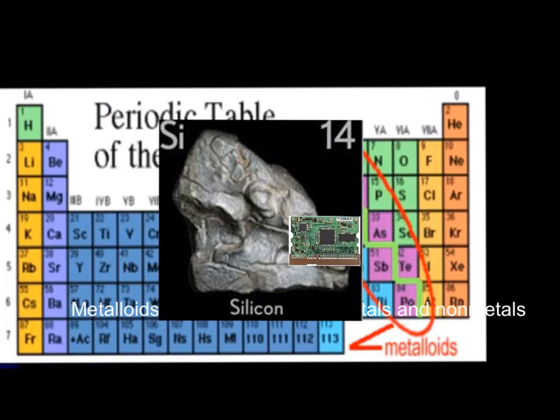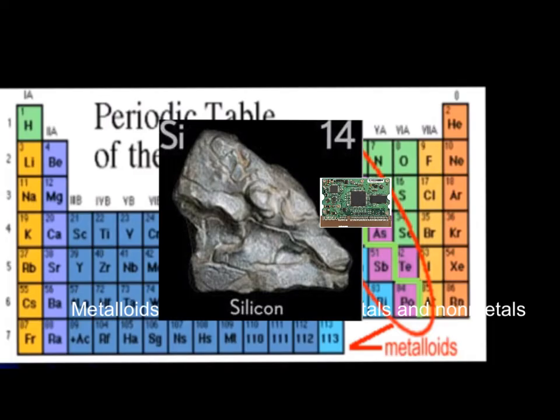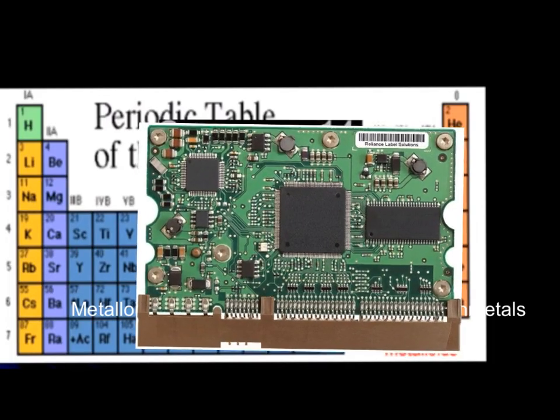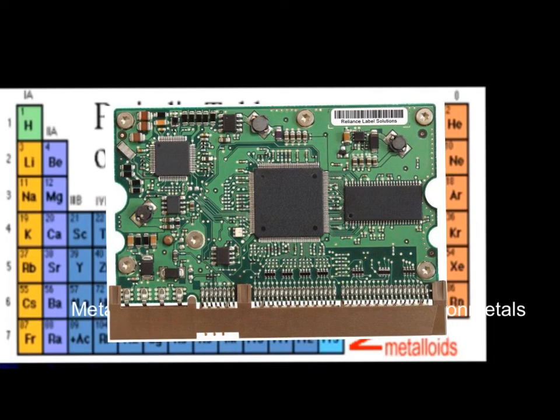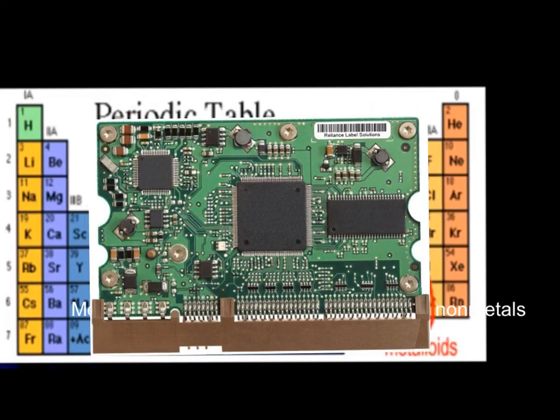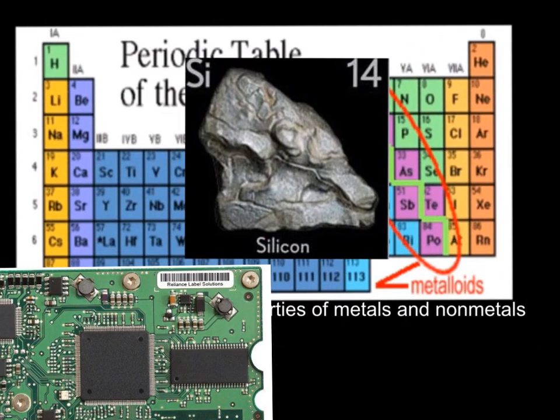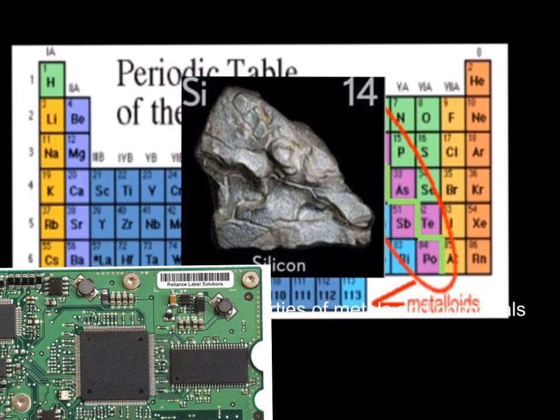And you may not have ever known this, but if you have, that's great. Picture right here is an example of a circuit board on a computer. And if it wasn't for silicone, we would not have circuit boards. But remember something very important about these. These are located down the stair step, except for aluminum.